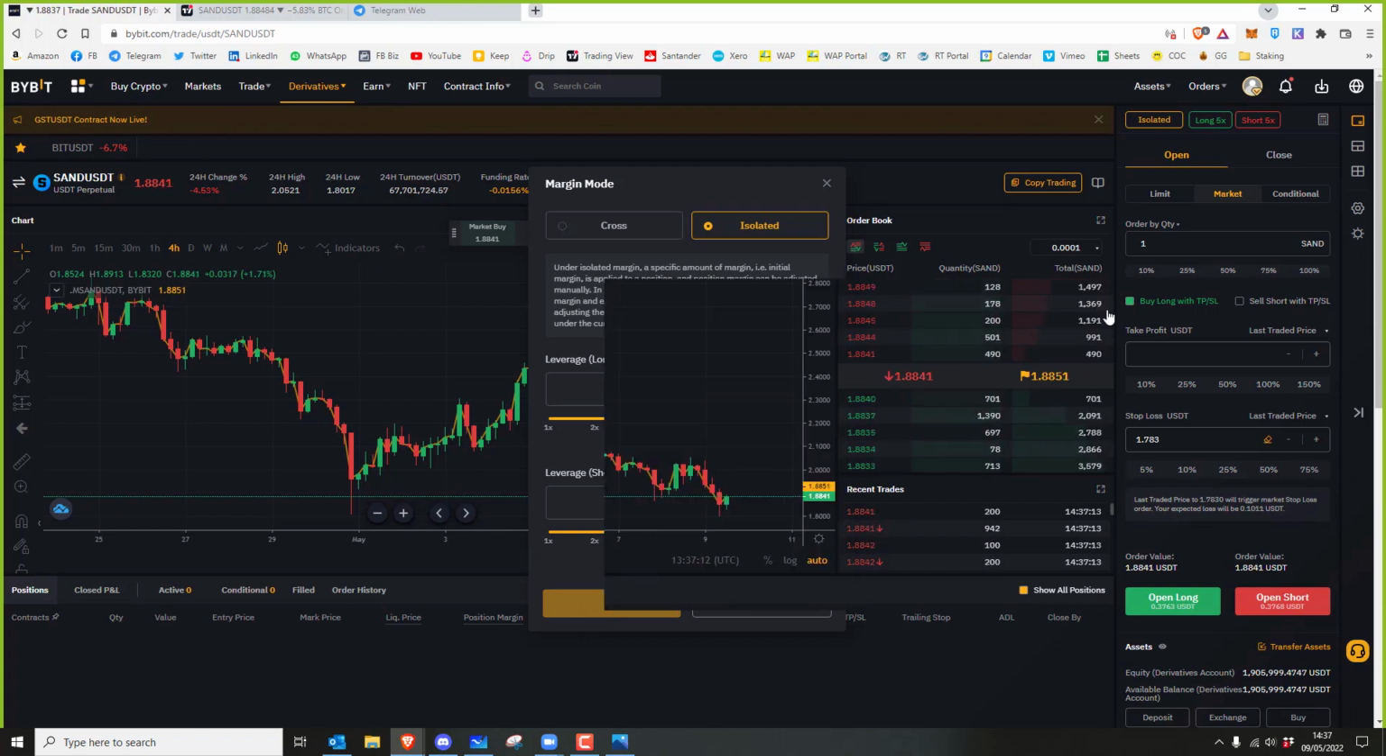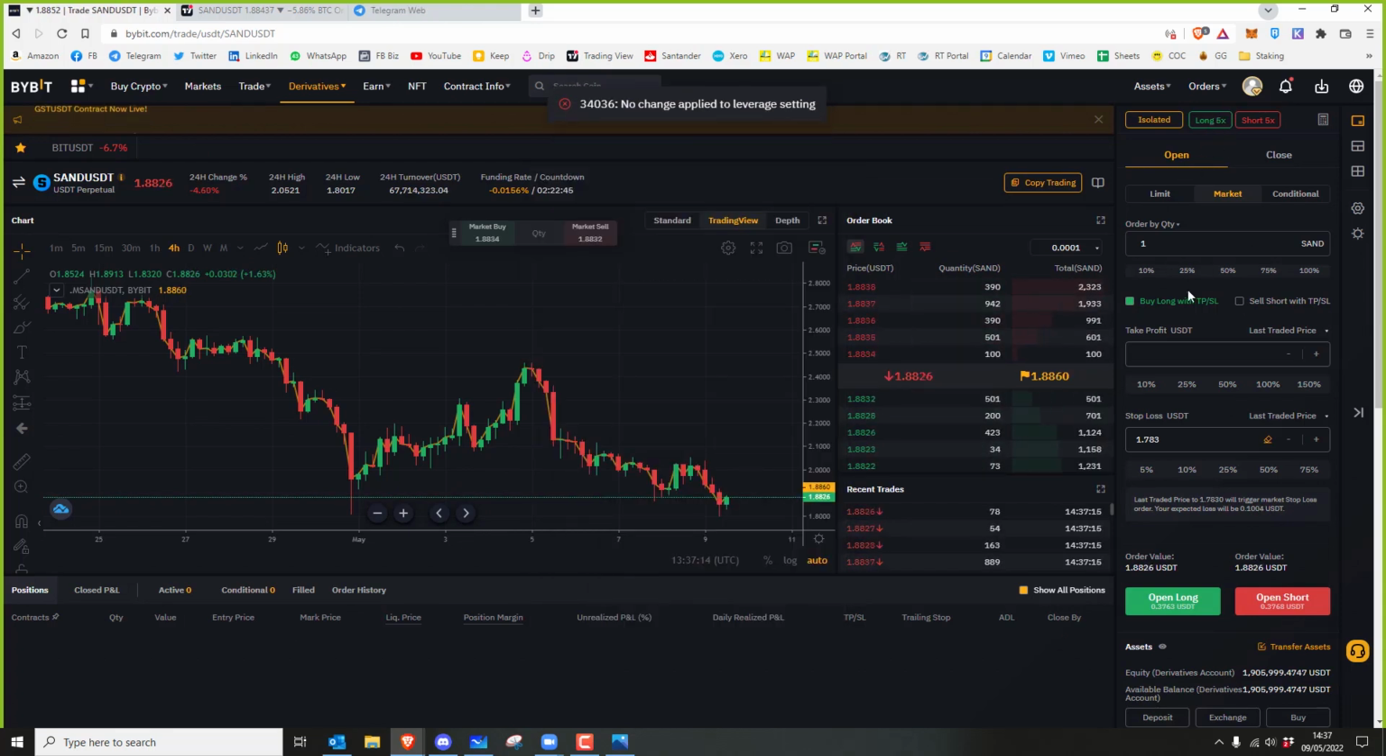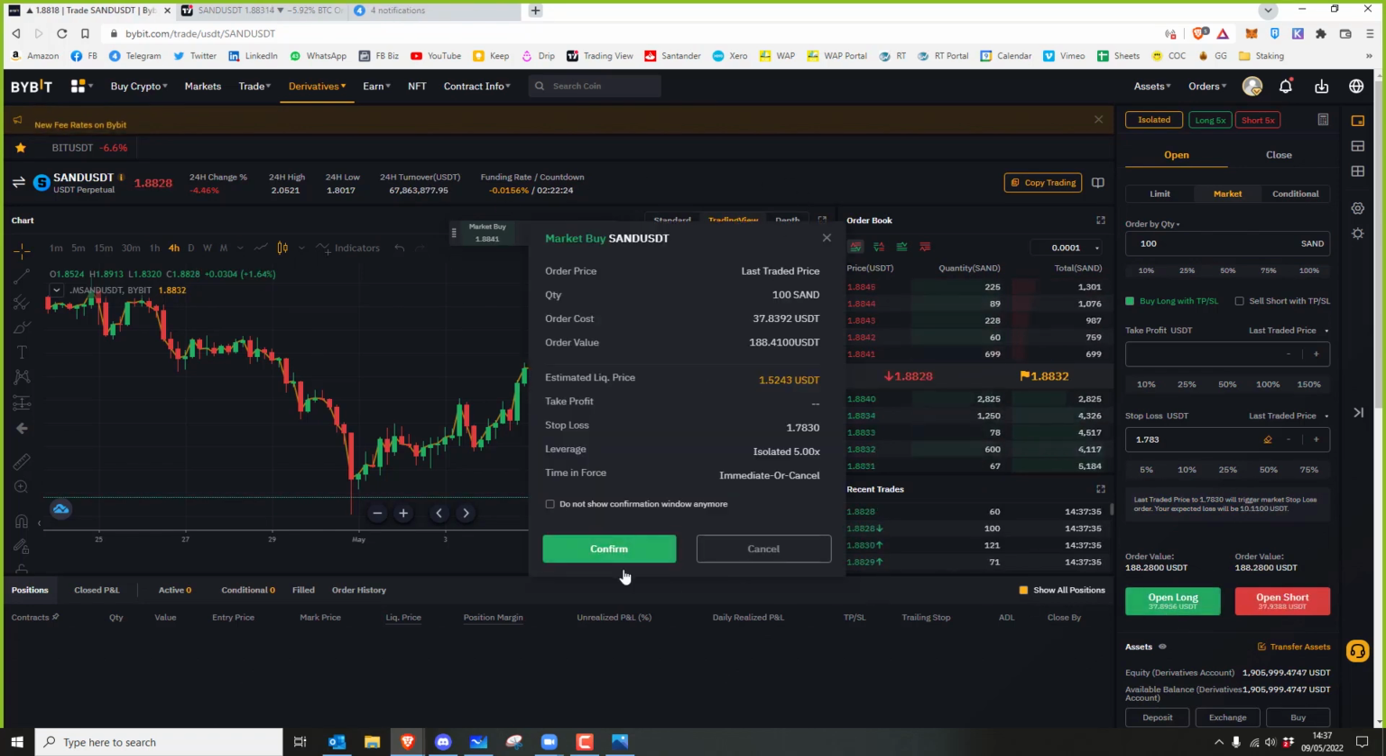So for example, let's just say we leave it at 5x long, okay? And I'm going to put a little bit of size on this trade just to show you what I mean. Okay, so here, if I buy, I'm going long on 100 SAND. It means with that stop loss, our expected loss is going to be $10, okay? So I click open long, and it gives me this little confirmation box.